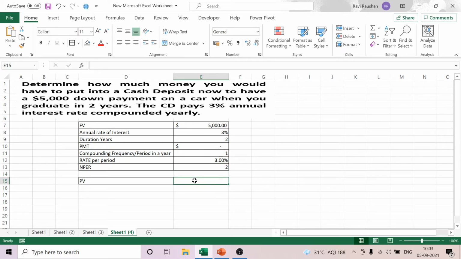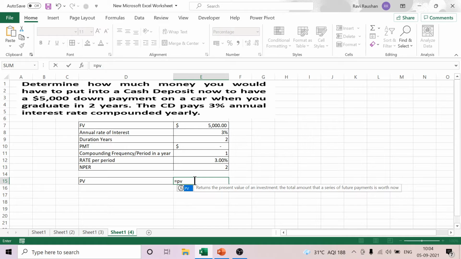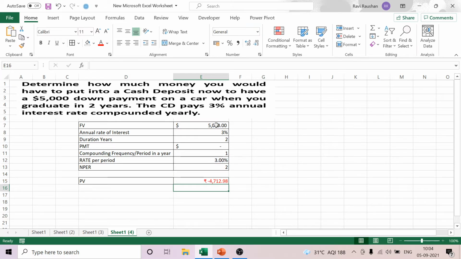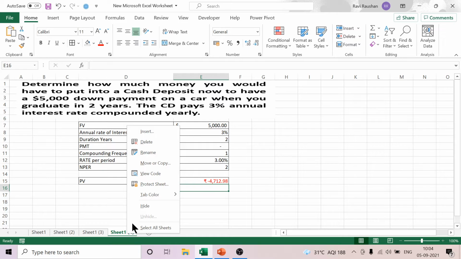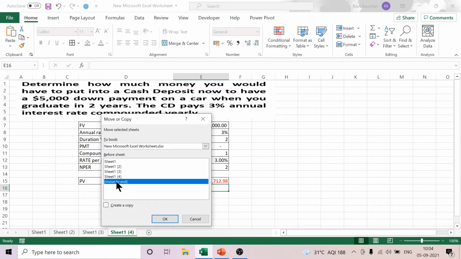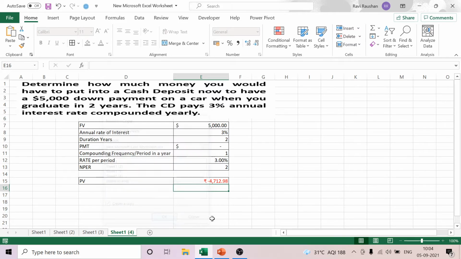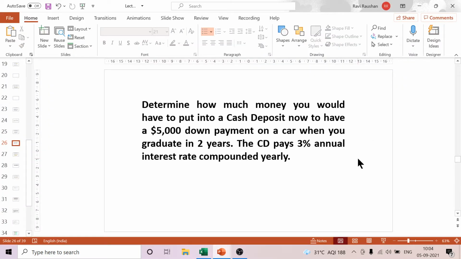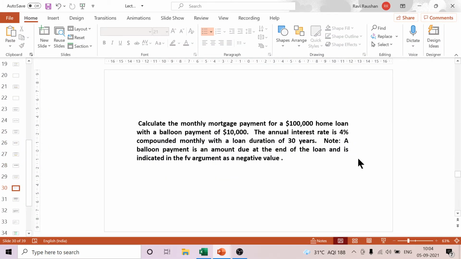So let us calculate the present value. I calculate PV. All right. Now let us look at rate of interest is this. Now following the process, NPR is 2, PMT is not there. Calculate the present value. So you get how much you have to deposit, 4712, which is of course an outflow that you will have to deposit. So it is coming in negative. All right. Now let us move on to another problem with a variation. All right. So you can do other problems also. The solutions are given.